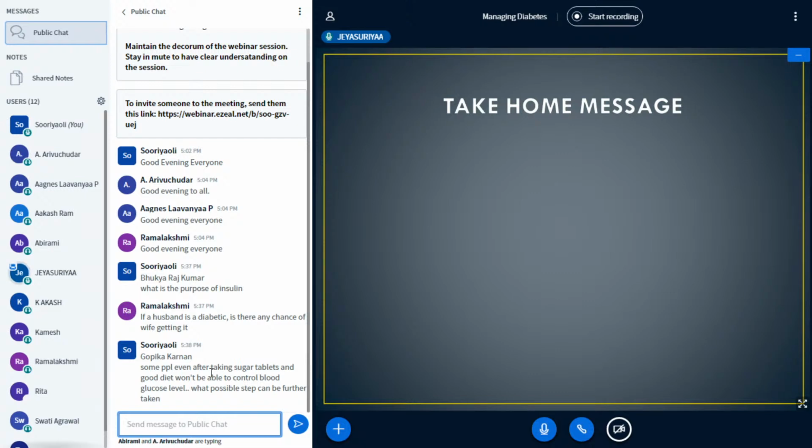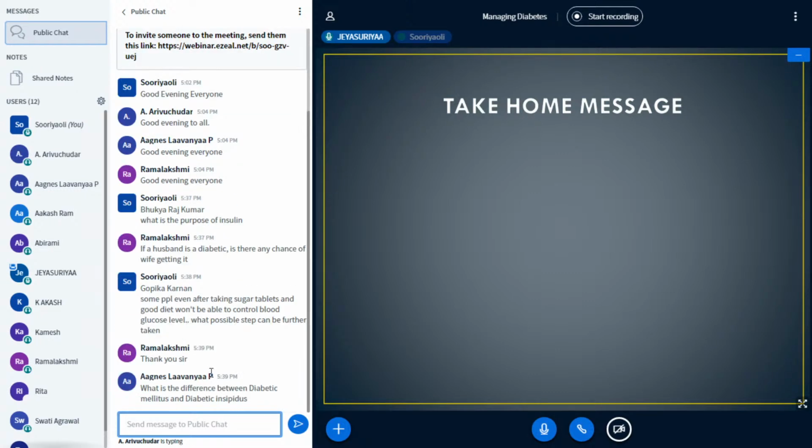Yeah, thank you. Happy evening, Ms. Gopika Karnan. Some people, even after taking sugar tablets and a good diet, won't be able to control blood sugar level. What possible step can be further taken?